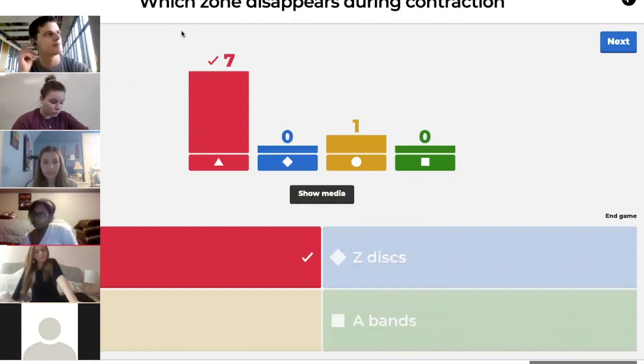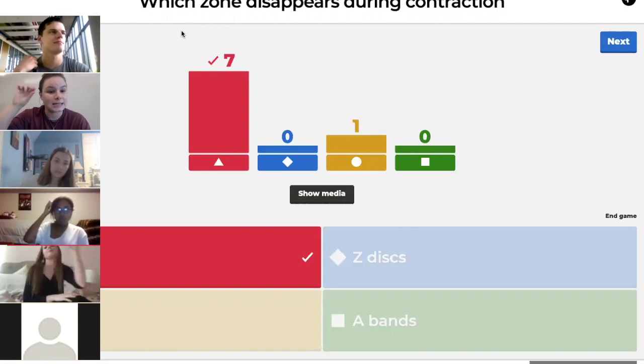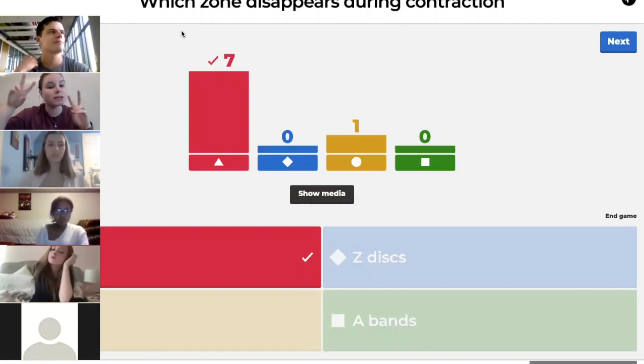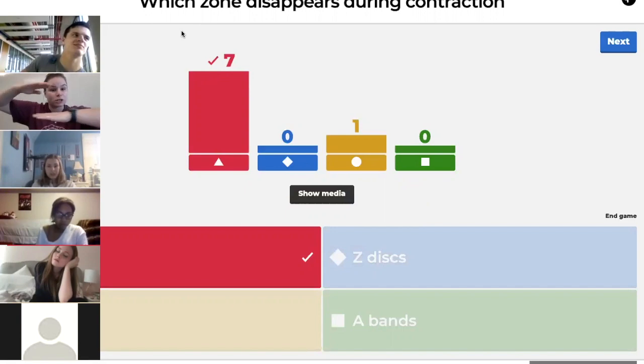Okay, cool. So the A band is both filaments together. It's the actin and the myosin part, which is why it's dark, because it has 2 filaments in it. The H zone is the middle piece where there's only myosin, and that part disappears because we totally overlap. So then there's no place where there's just myosin.